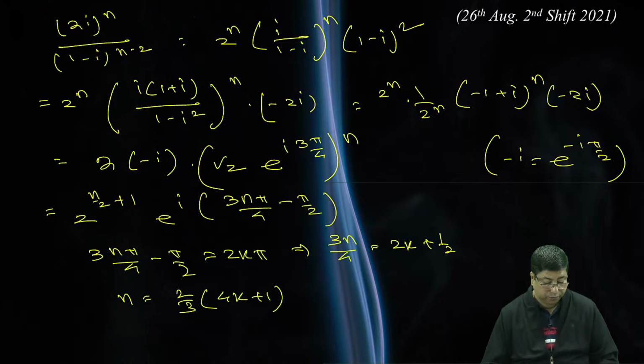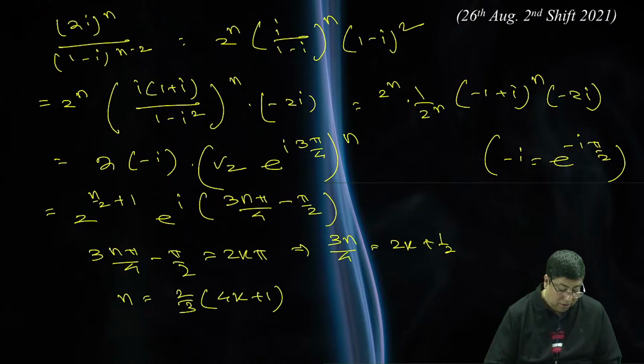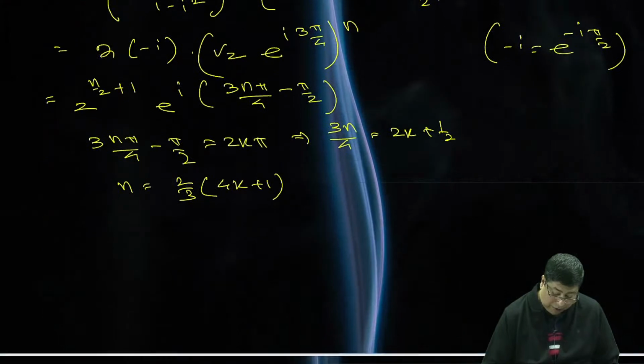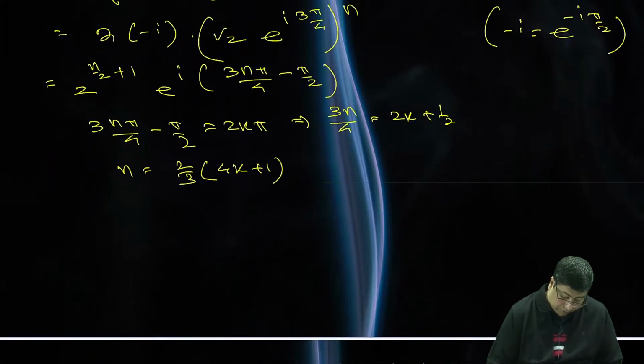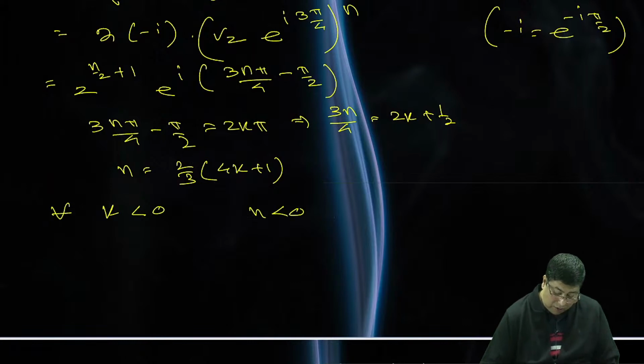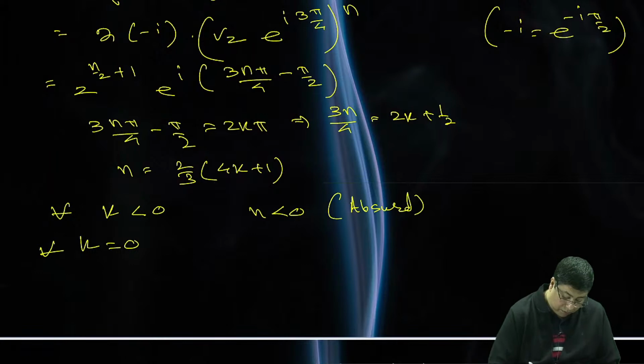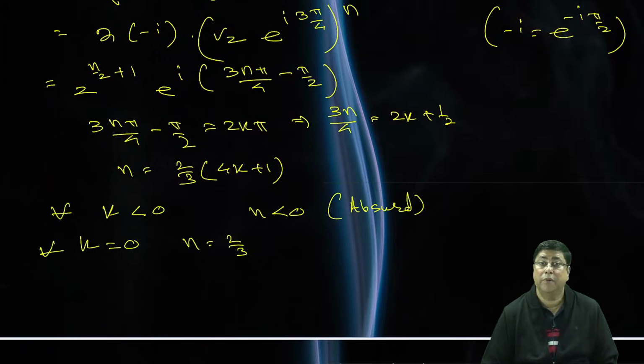Now what you have to do? We have to get different values of k, for which we are getting the least positive integer. Let's see, for every k less than 0, we are getting n less than 0, which we will not take. If we take k equal to 0, we are getting n equal to 2/3. It is also not an acceptable value.